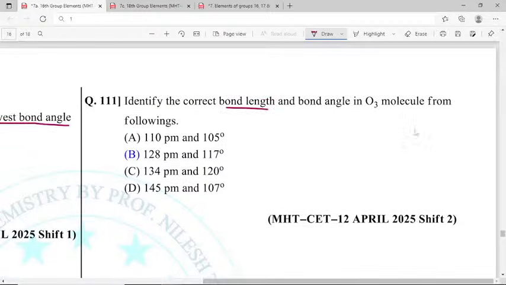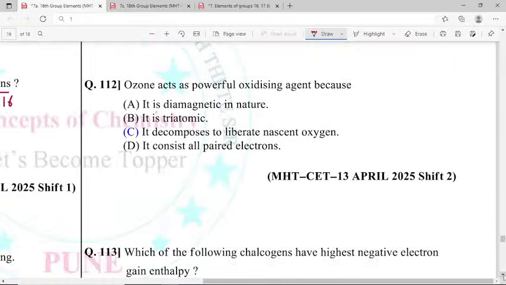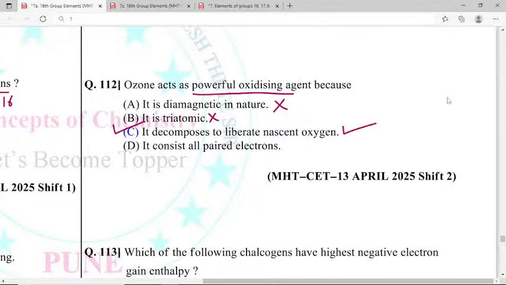Identify the correct bond length and bond angle of O3, ozone: 128, 117. So many times the same question. Ozone acts as a powerful oxidizing agent because it is diamagnetic? No, it is triatomic. No, it decomposes to liberate nascent oxygen. Correct. It consists of all electrons paired? The oxidizing property is because it liberates nascent oxygen. So ozone gives O2 plus nascent oxygen.